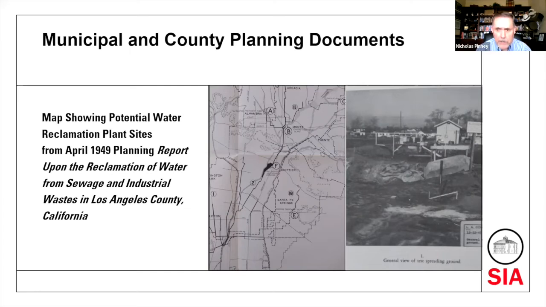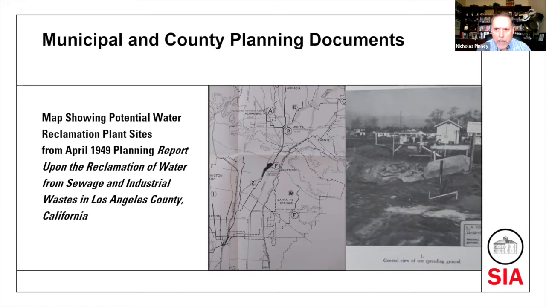For the Whittier case study, I was very, very fortunate to be able to obtain an original copy of a 1949 water report, reclaimed water report, that was commissioned by the Los Angeles County Board of Supervisors. And this was a planning level document. And one element of the scope of work included studying the potential for the reuse of existing municipal wastewater treatment plants to produce recycled water for recharging the groundwater in the vicinity.